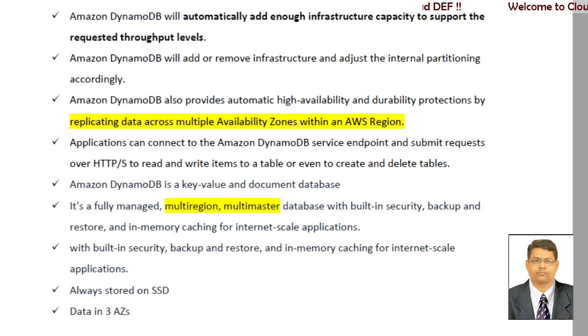Amazon DynamoDB is a key value and document database. It's a fully managed, multi-region, multi-master database with built-in security, backup and restore, and in-memory caching for internet-scale applications. Always stored on SSD. Data in 3 AZs. Eventually can have dirty reads.